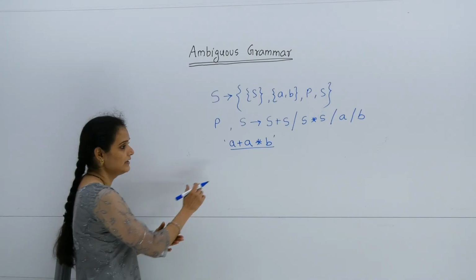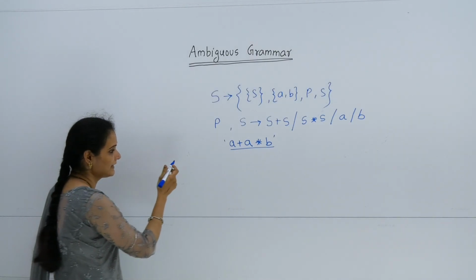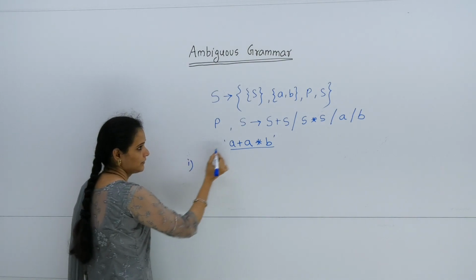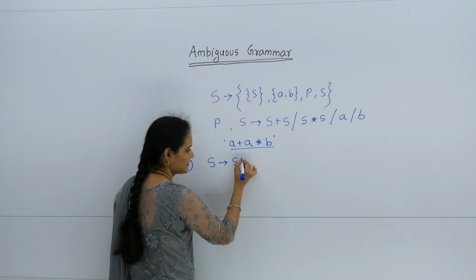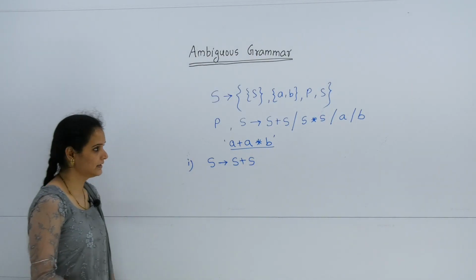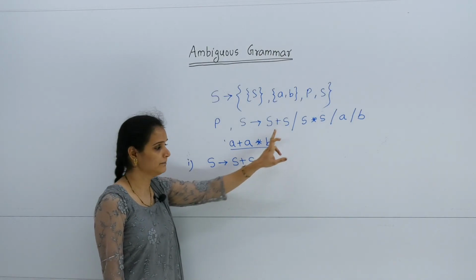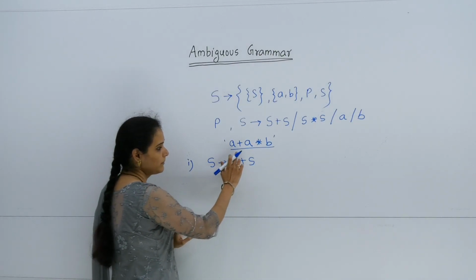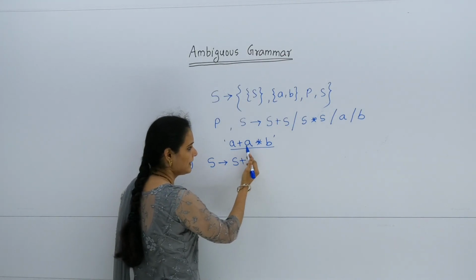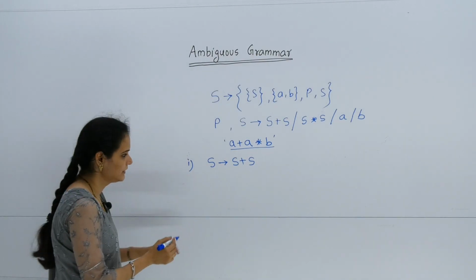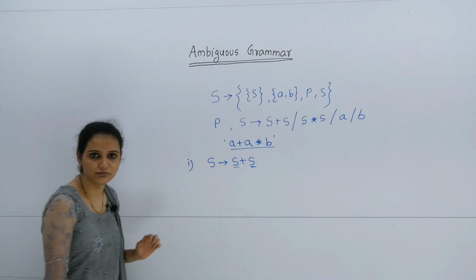Okay, so here we are having one particular string to derive. Then I can start with S produces S plus S. S produces S plus S. So see here students, we have used one particular production rule. Then if I observe the string which I want to derive, it is A plus A star B. Okay, so here I can replace any one of these two S.